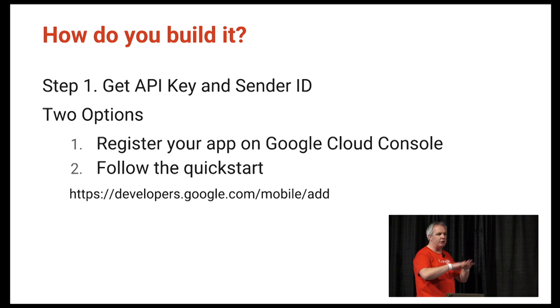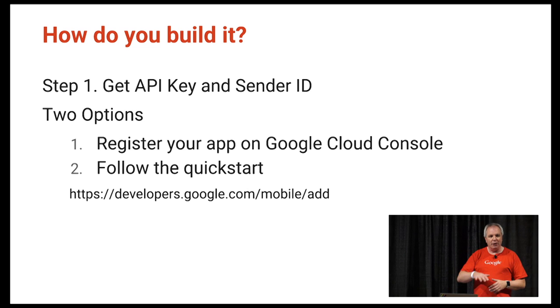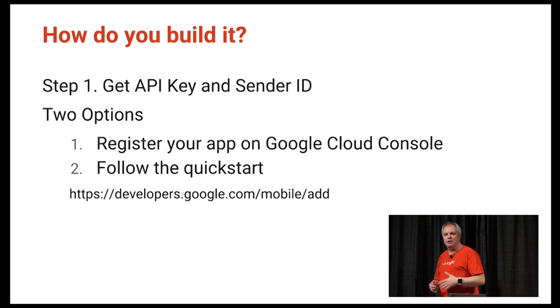There are no throttles, no rates or anything like that on the system. So it's not going to be used to say you can only have this many messages, but it just allows us to prevent people from being naughty, by trying to do a denial of service using Google Cloud Messaging or something along those lines. And then the sender ID is something that's unique to your application.